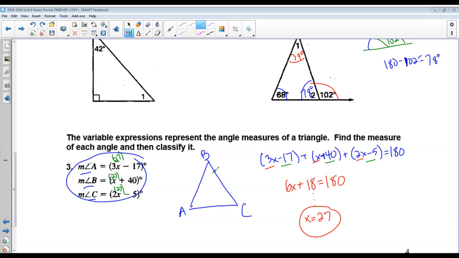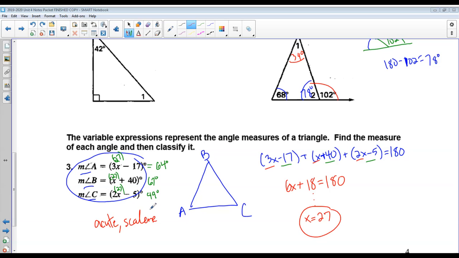But if I plug in 27 for all those x's and punch this into my calculator, we get 64 degrees for angle A, 67 degrees for angle B, and 49 degrees for angle C. So that would make this triangle acute because all the angles are less than 90. But it would also make it scalene because they're all different measures.